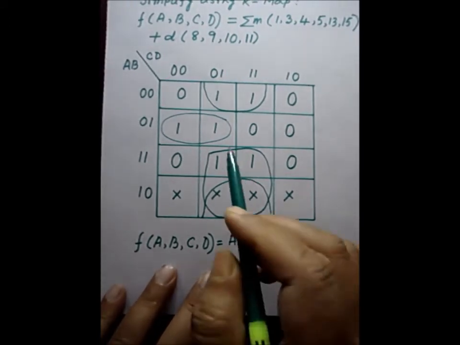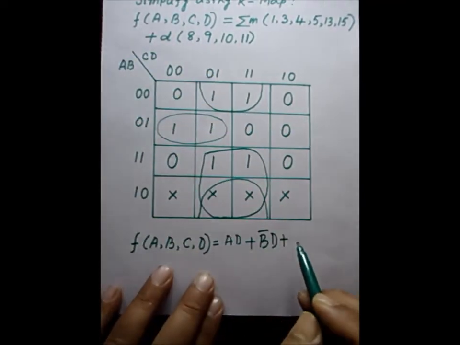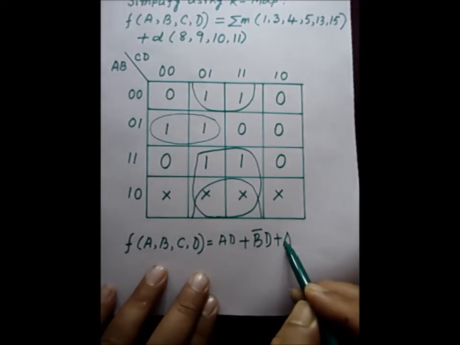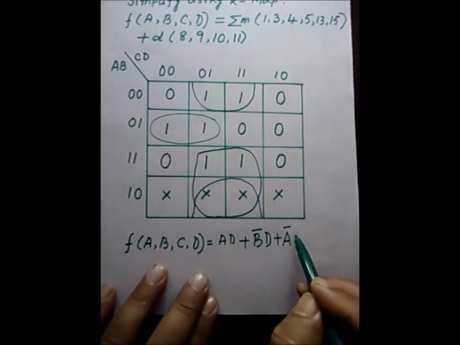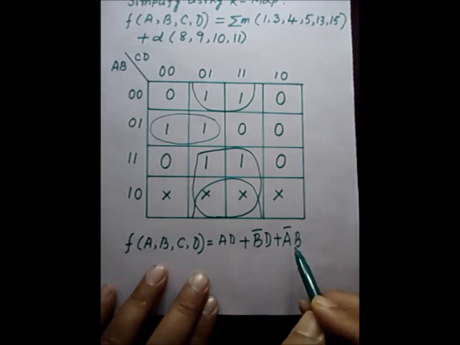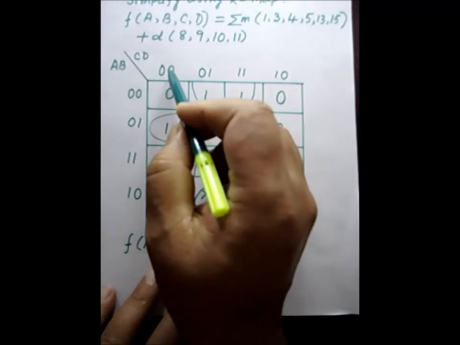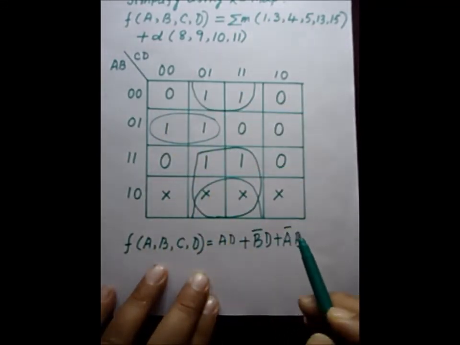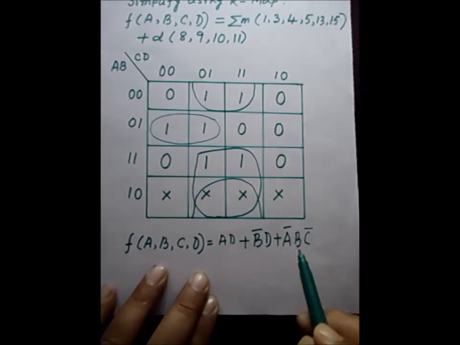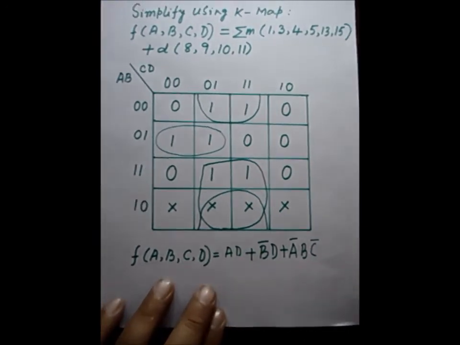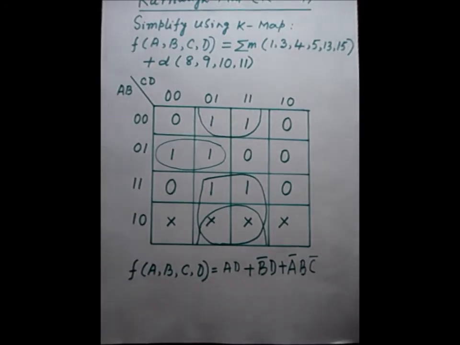Plus for this group, it's A bar into B. It is direct, A bar into B. And if you go vertically, you can see that D bar and D get eliminated, and the remaining is C bar. Therefore, this is the expression for this. Therefore, this is the complete simplification with the KMap.